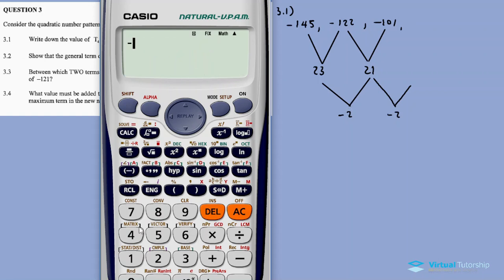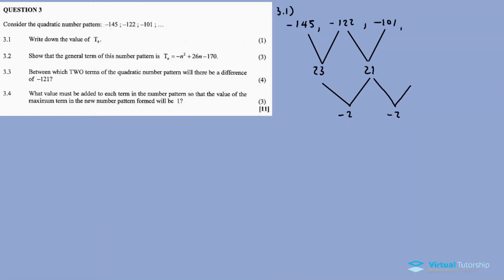So our answer for 3.1 is -101 plus 21 plus -2, equal to -82. So this is our answer for 3.1, -82.